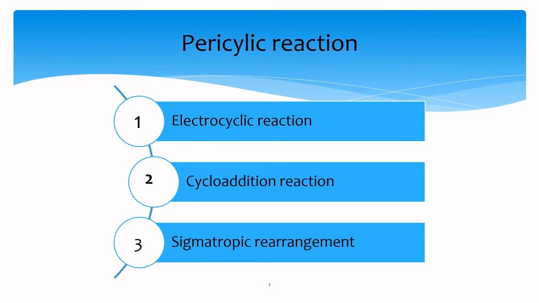In this video, we will be discussing the introduction to some of the pericyclic reactions. In pericyclic reactions, there are three common reactions. The first one is the electrocyclic reaction. The second one is the cycloaddition reaction, and the third one is the sigmatropic rearrangement. However, for this course, we will only cover electrocyclic reaction and cycloaddition reaction.